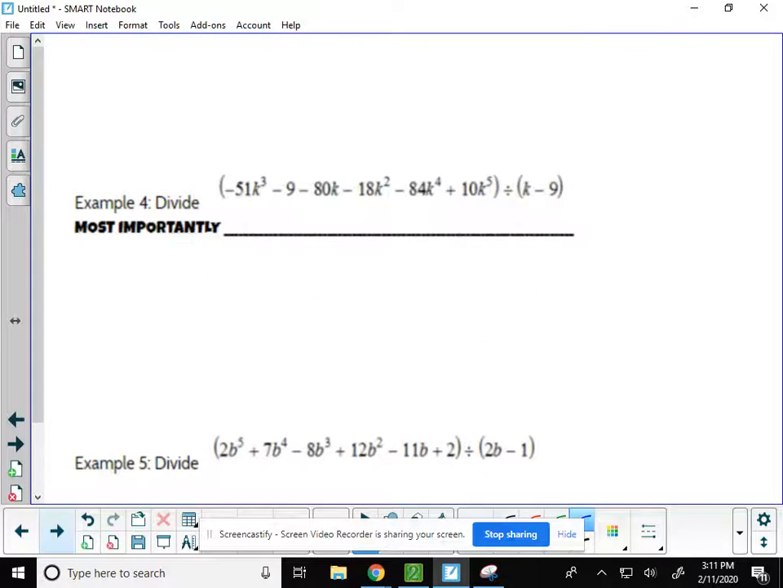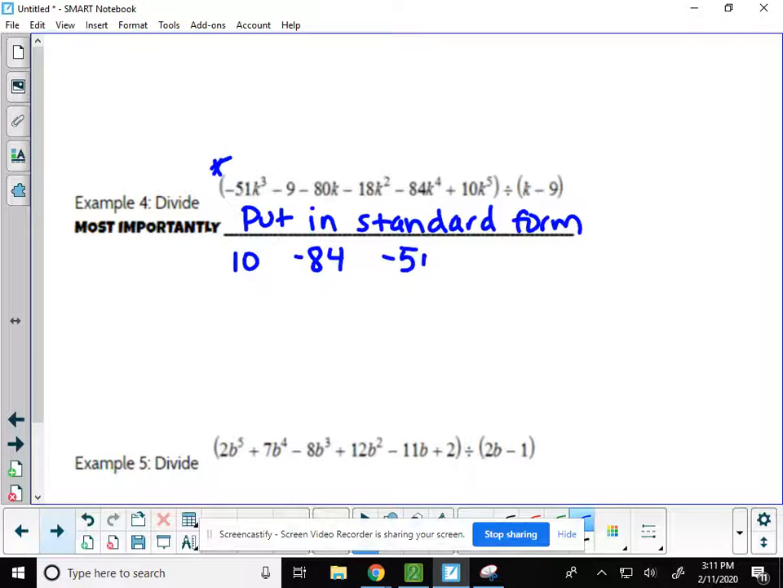So let's look at a couple more. Okay, most importantly, put in standard form. Okay, so when we put this in standard form, what I mean is you're looking at these and you're putting them in order. So our highest one is to the 5th. So we have 10, then to the 4th is -84, then to the 3rd is -51, squared is -18, to the 1st is -80, and then -9. Okay, what are we dividing by? What goes in our box? A +9. That's from right here.